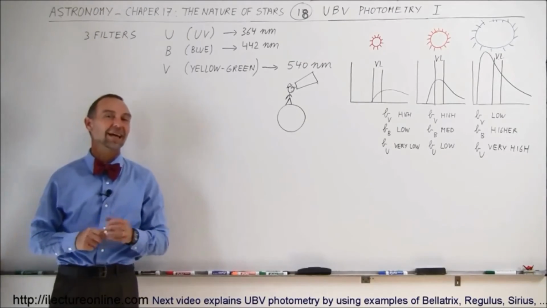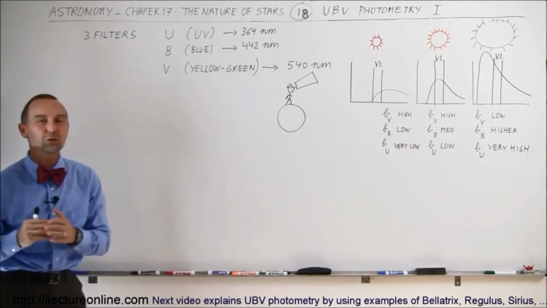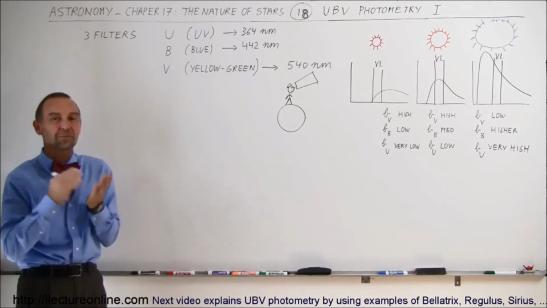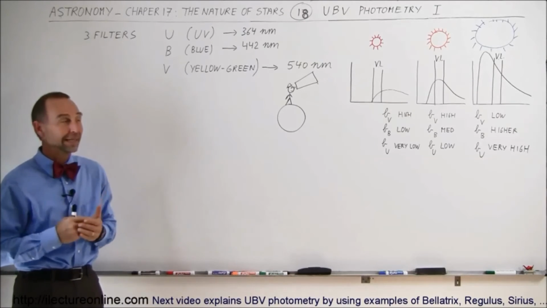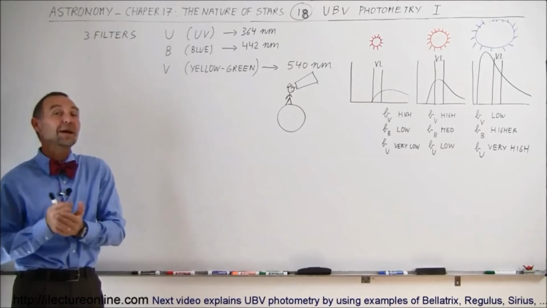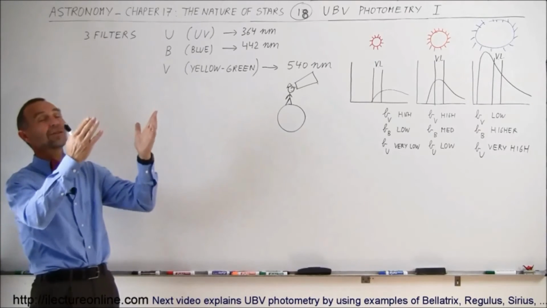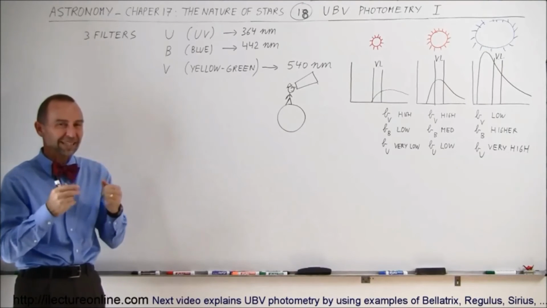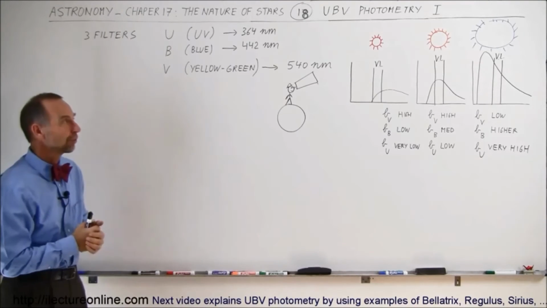Welcome to Electron-Line, and now let's take a look at what we call UBV photometry. What that means is that we try to measure the brightness of stars based upon their color, and determining their color is not as easy as you might think. You know, we look up and say, oh, there's a red star, but it's not that easy. We want to know exactly the color of that star so we can find the exact temperature and size and so forth of the star.